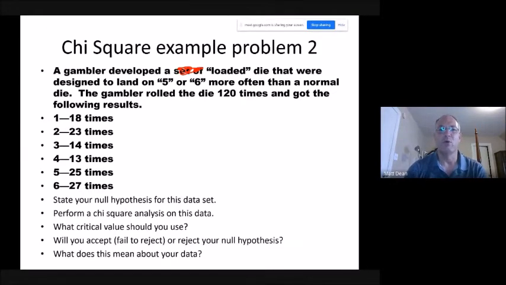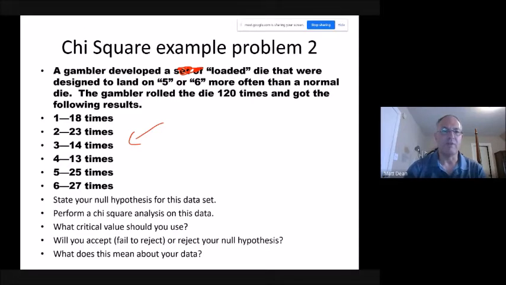So the gambler rolled the die. He rolled it 120 times. And this is what he got when he rolled it. So out of those 120 times, he rolled 18 ones, 23 twos, 14 threes, 13 fours, 25 fives, and 27 sixes. So first of all, we're asked to state a null hypothesis.